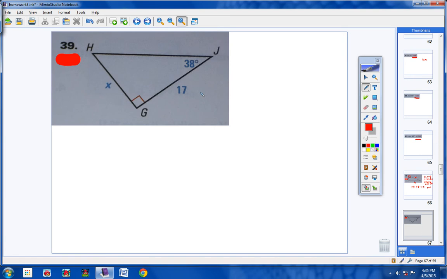Alright, number 39. Here's the angle they gave us, so circle it. Go straight across, we'll call this opposite. This is 90. Go straight across, we'll call this hypotenuse. So your last side here is adjacent. Now, we're going to use this angle here. We know this side here, so we're going to use that side. And this side is x. So we're going to use this side.